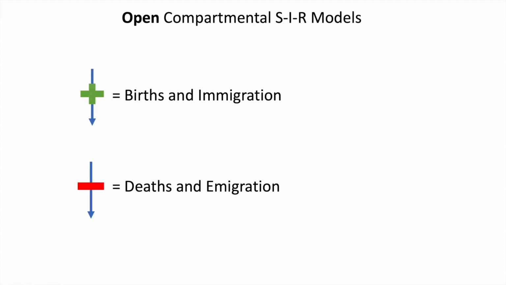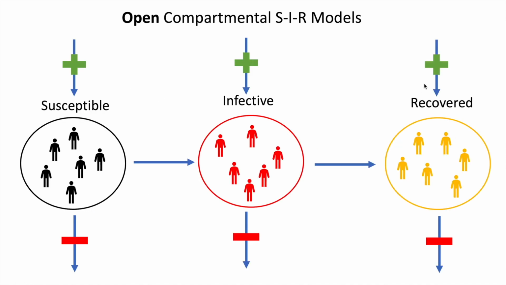But now we're going to talk about open compartmental SIR models, and just some notation. This plus is for births and immigration, and this minus is for deaths and emigration, and both are considered kind of constant in a population. So this is what the open compartmental SIR model would look like, where we have people still moving susceptible, infective, and recovered, but for each of these, there's the opportunity for people to immigrate in that state, or emigrate or die in that state.